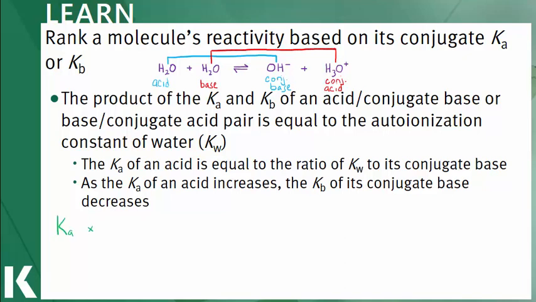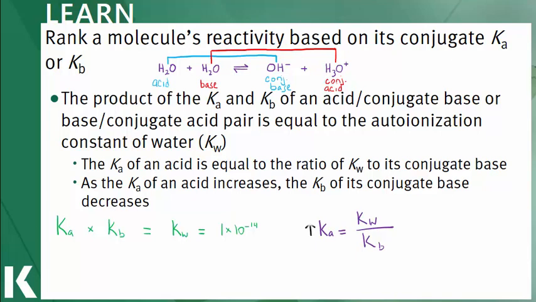Now, if we multiplied the Ka and the Kb of the conjugate acid-base pairs, we'd get Kw, the autoionization constant of water, which at 25 degrees Celsius is equal to 1 times 10 to the negative 14th. Since Kw is a constant, it creates a straightforward relationship between Ka and Kb. If we manipulate the equation and divide both sides by Kb, we get a Ka that equals Kw over Kb. This makes the relationship a little bit easier to see.